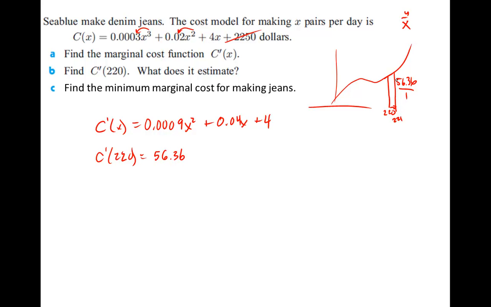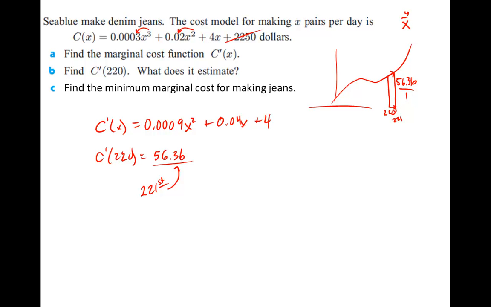Now this is a continuous function, and the slope is not going to remain constant, but it does give us a good estimate of how much it's going to cost me to make that next pair of pants. The next pair of pants is going to cost me $56.36. Well, how much am I selling it for? If I'm selling it for $55, then there's no point in making an extra pair of pants, because it's going to cost me more to make that one extra pair. I've already got 220 pairs of pants made. How much is it going to cost me to make the 221st pair? One more is going to cost me $56.36.